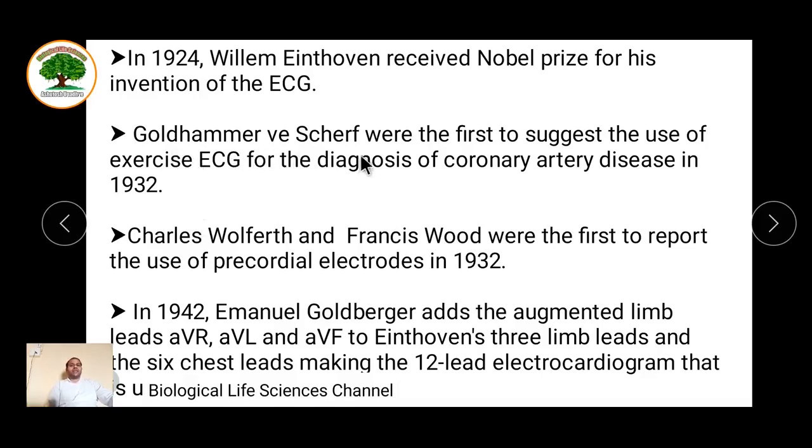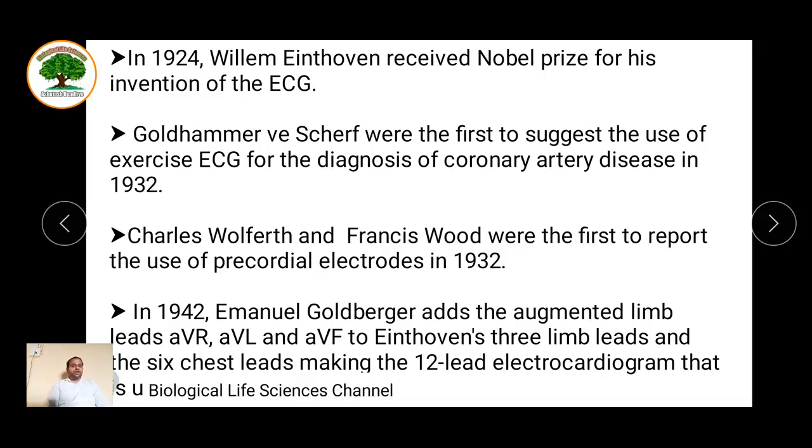Goldhammer and Scariff were the first to suggest the use of exercise ECG for the diagnosis of coronary artery disease in 1932. After that, Charles Wolferth and Francis Wood were the first to report the precordial electrodes. Before this, as you've seen in the last photograph, the electrodes were immersed in solution in containers, and you had to dip your extremities in such containers. But in 1932, these two scientists first reported the use of corded electrodes. It was quite convenient after that.